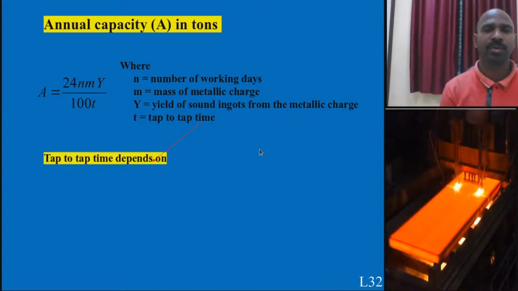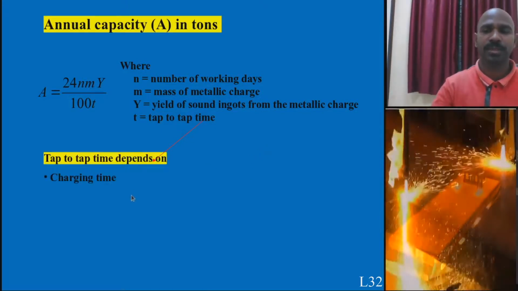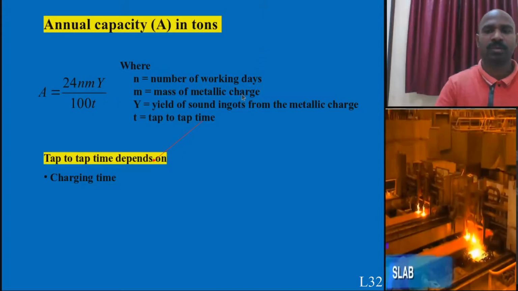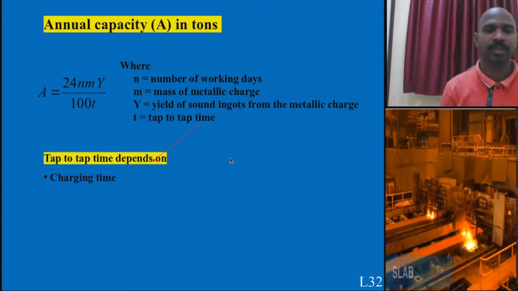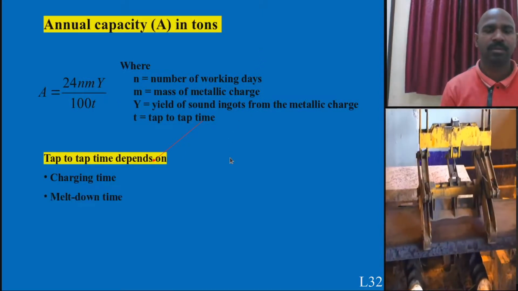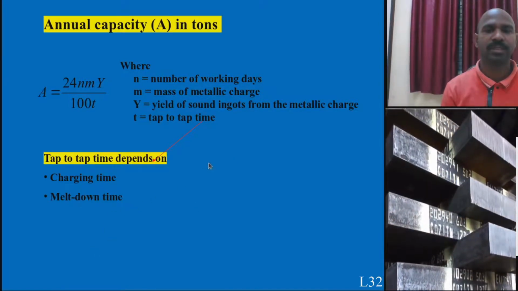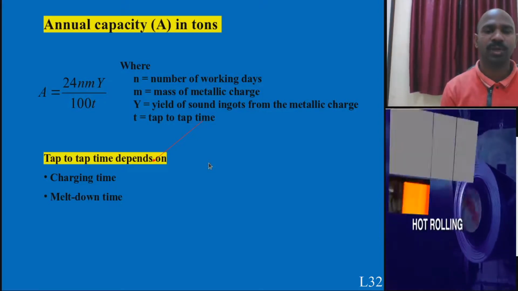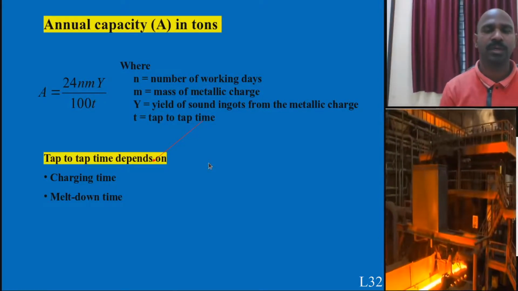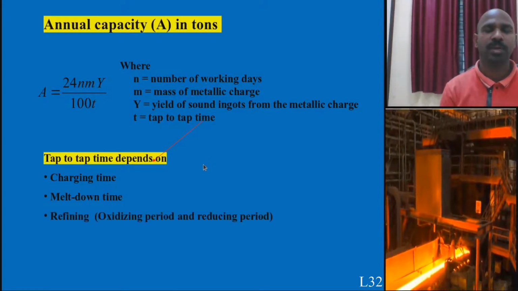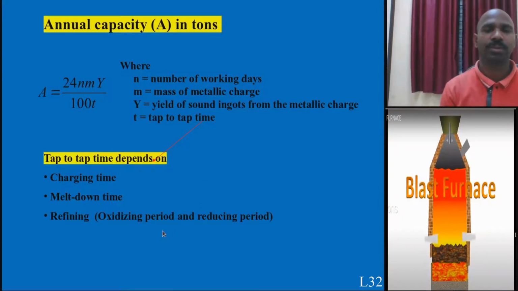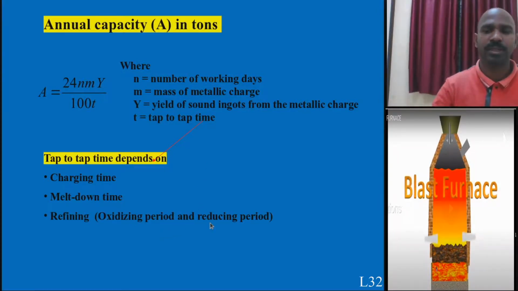So what is the difference? This particular tap time depends upon the charging time, how much time was taken for charging the entire raw material, and the meltdown time, how much time is allowed for melting down by the arc radiation, and refining also, which includes the oxidation period and the reducing period.